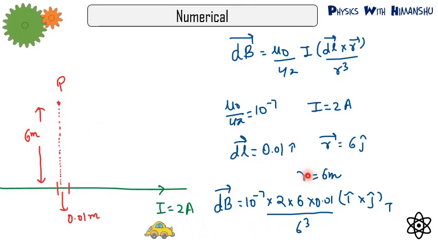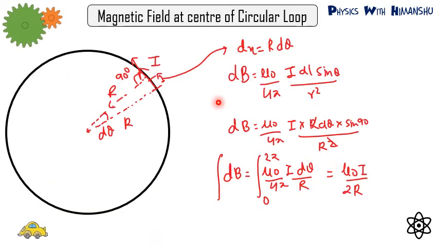And the value of r will be 6 meter. So putting all the values, we'll get the answer, and the unit of magnetic field will be Tesla. Please remember, the meaning of this r is the distance of the point from the length segment. Now this is a very important derivation.